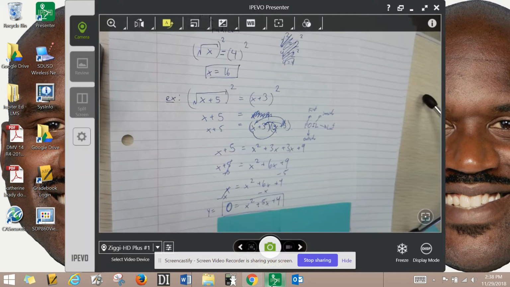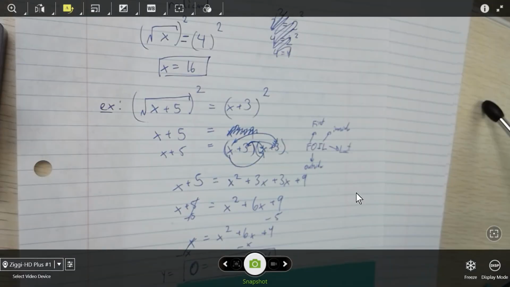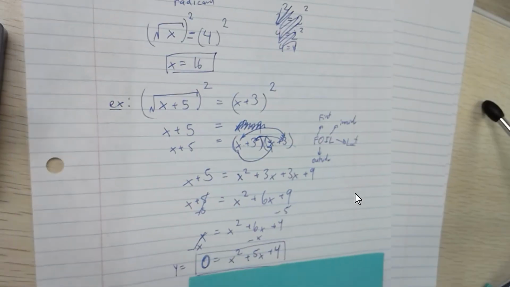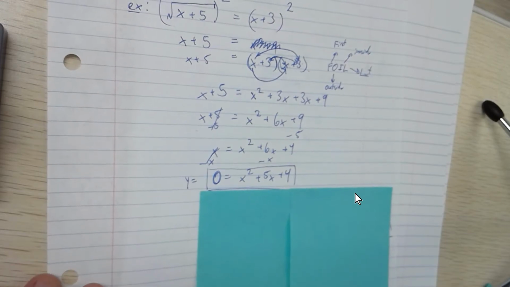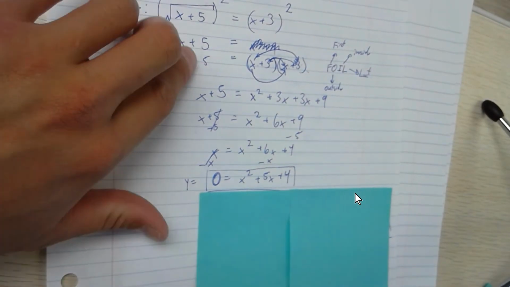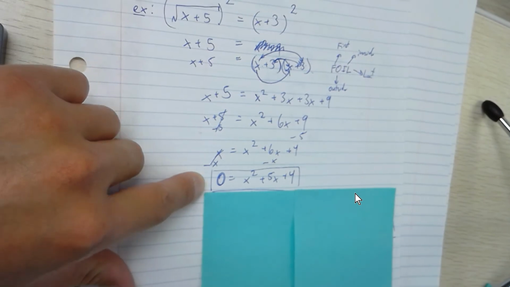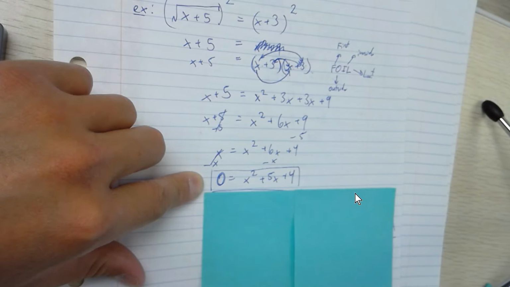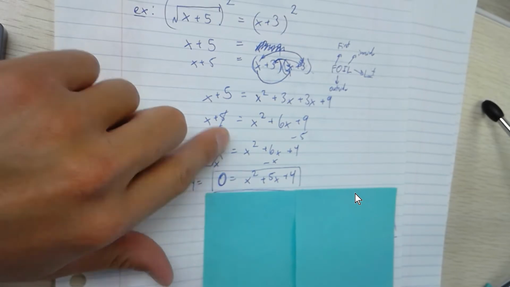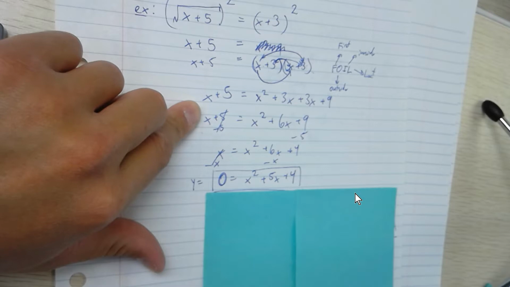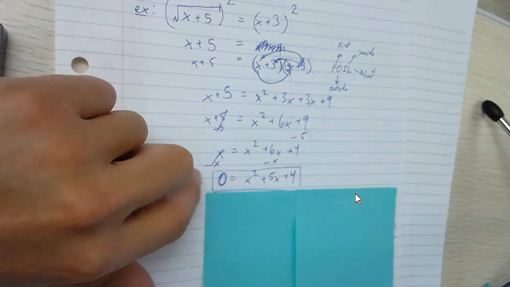All right, guys, let's go ahead and continue where we left off at the end of our lecture in class. What we have right now is we're left here: 0 is equal to x squared plus 5x plus 4. Also keep in mind that this is an equation, so we usually have it as y is equal to x squared plus 5x plus 4, and we're setting y equal to 0.